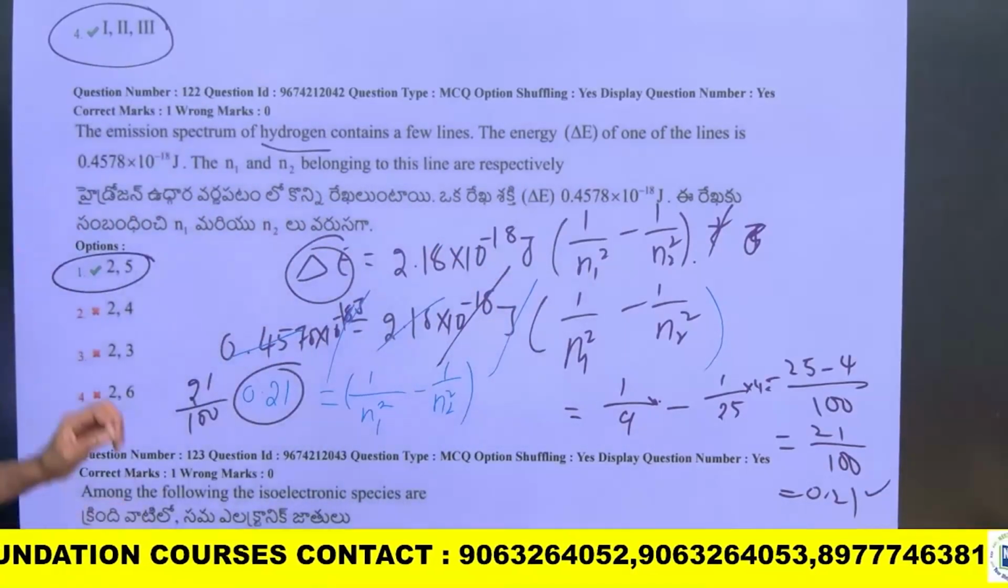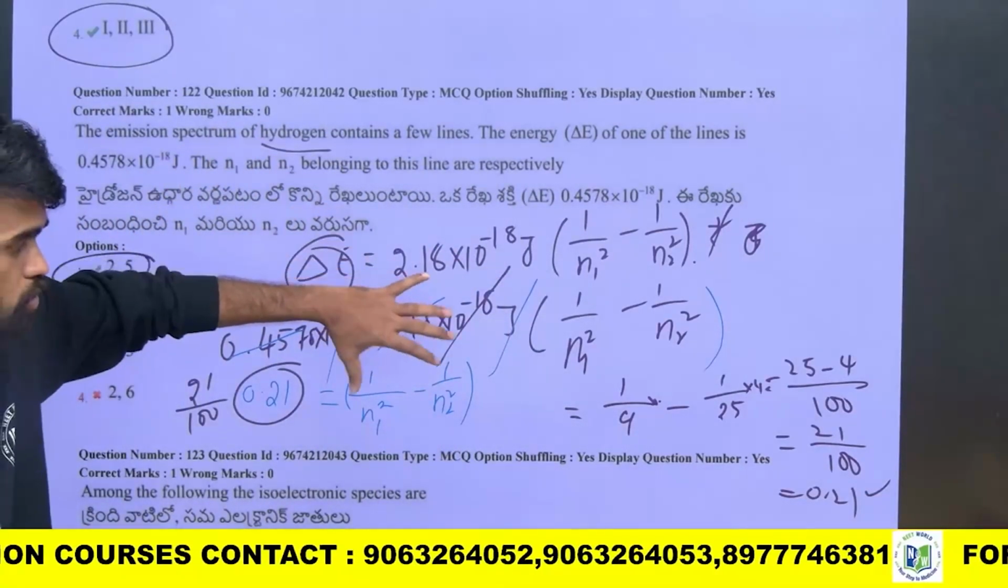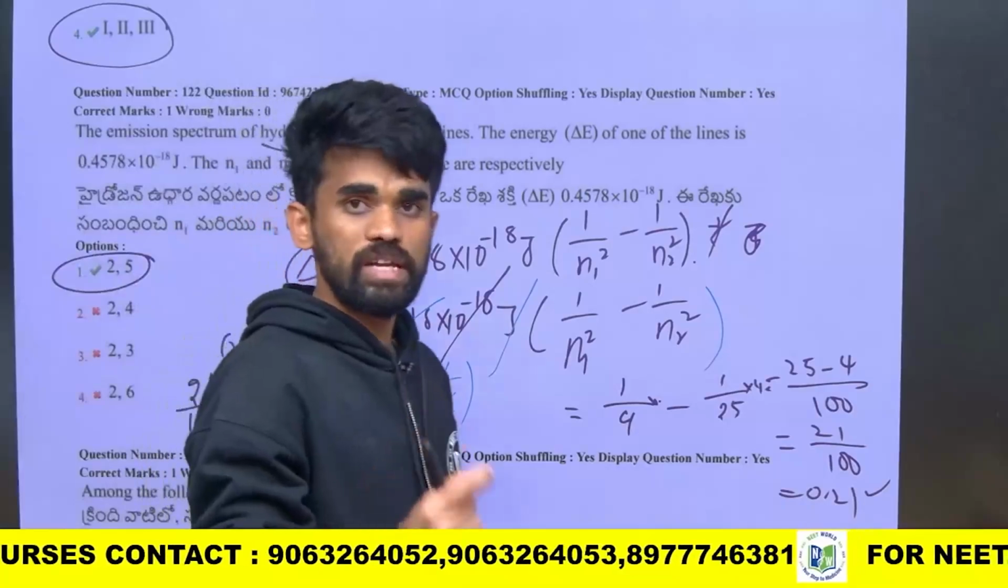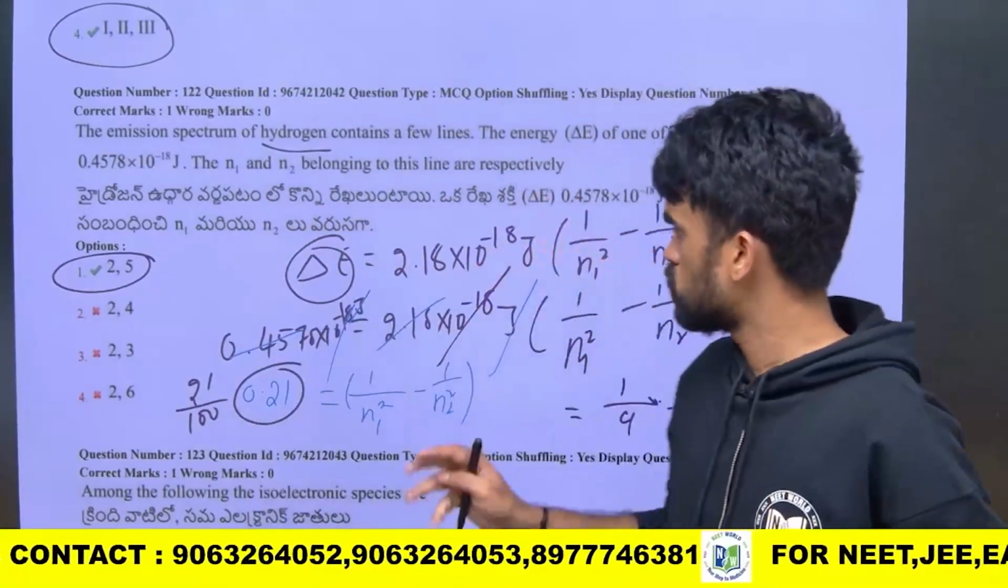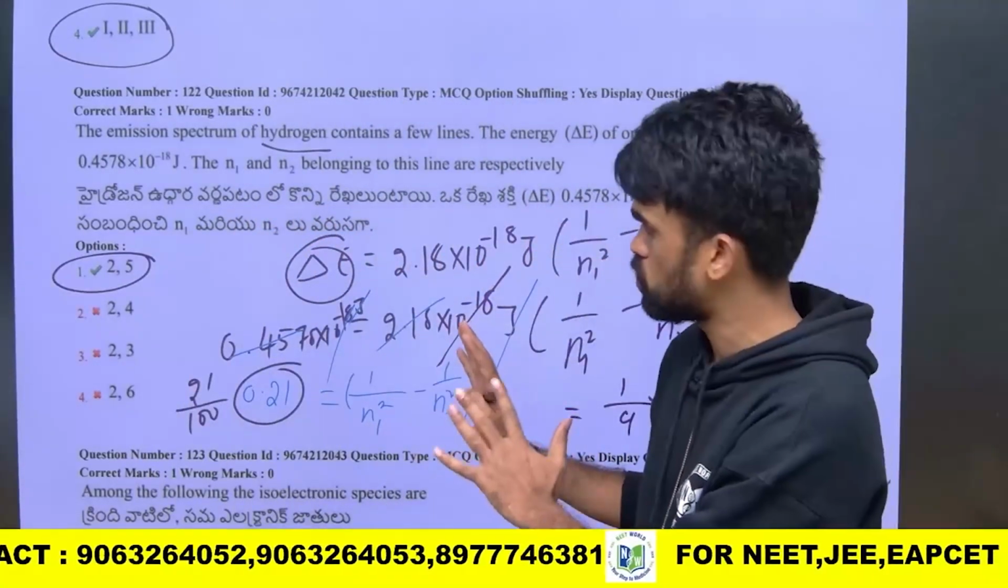So which option is correct? The first option is perfectly fitting into this. So this is the option verification method. You can use it like this. I hope it is clear, there is no confusion.